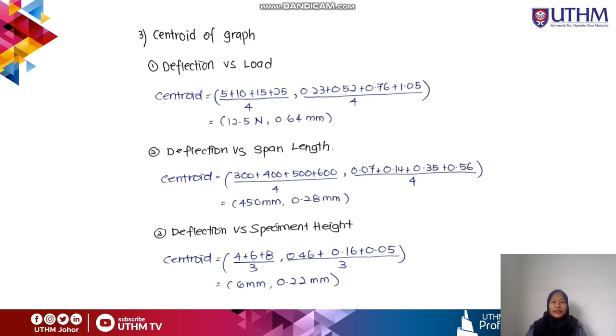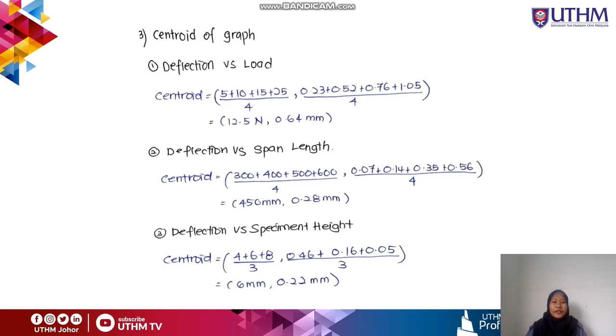For the second graph of deflection versus span length, the center on the x-axis is we add 300, 400, 500, and 600, and we divide it by 4, and we get 450 millimeter for the span length. And for the deflection, we add 0.07, 0.14, 0.35, and 0.56, and we divide it by 4. Then we get 0.28 for the y coordinate. The center of graph for deflection versus span length is 450 millimeter and 0.28.